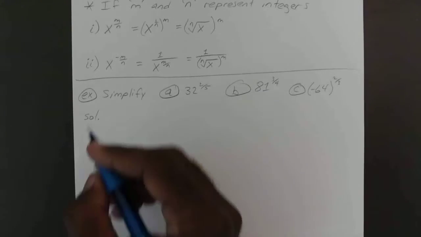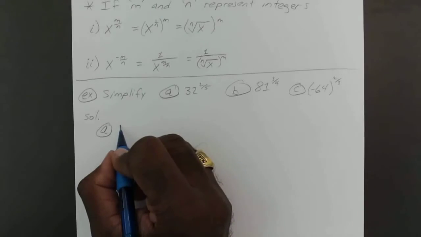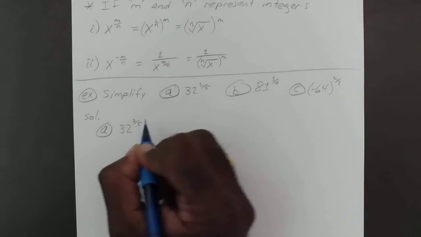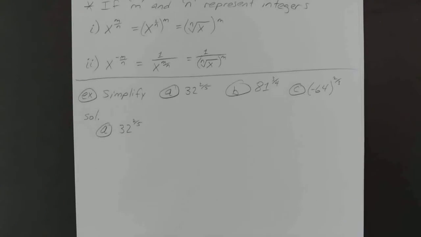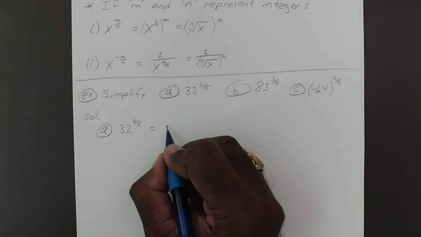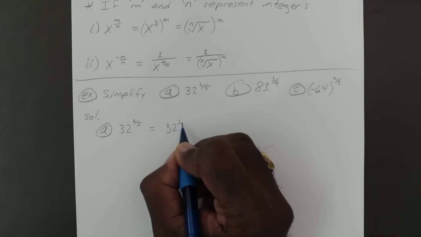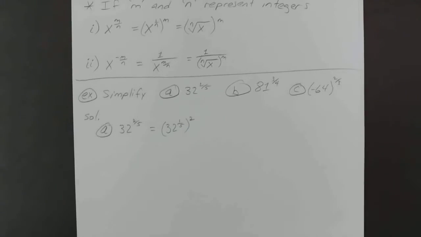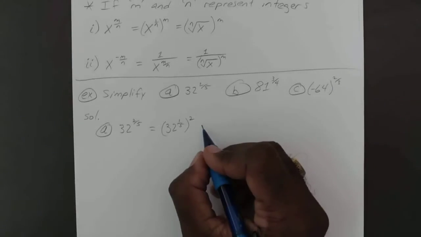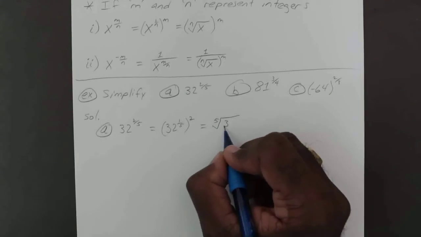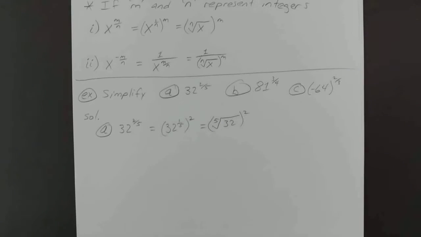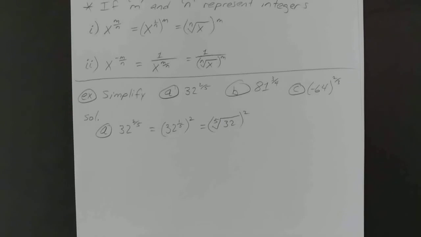Okay, so for A, let's say 32 to the 2/5 power, you always get your numerator and take that to the outside. Okay, so that's going to be 32 to the 1/5 power squared. Okay, because you always want your exponent to be 1 over something. Okay, so remember that's just, if you want to rewrite it, the 5th root of 32 squared. Okay. Any questions on that so far?